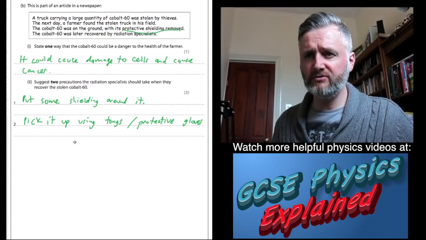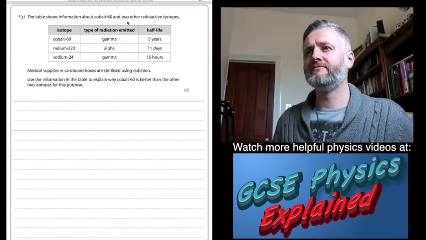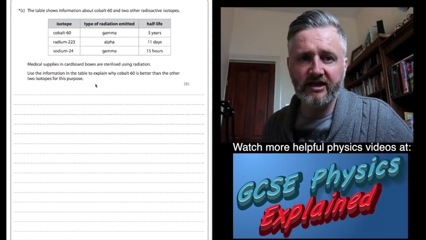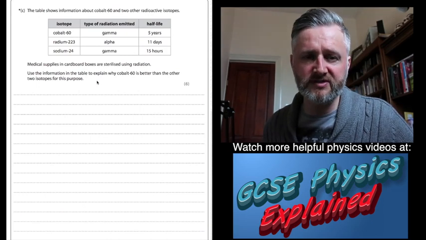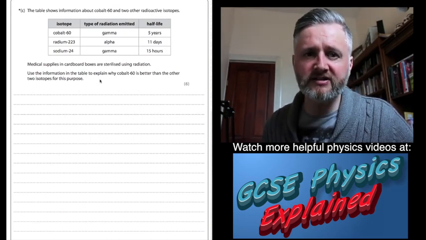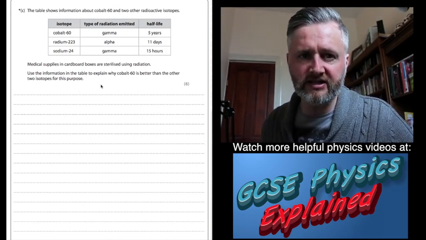But I'm happy with the 2 answers that I've put down there. You could have also said keep the public away and maybe dig up the soil that it's been lying on, pop that into bags and take that away just in case it's irradiated as well.